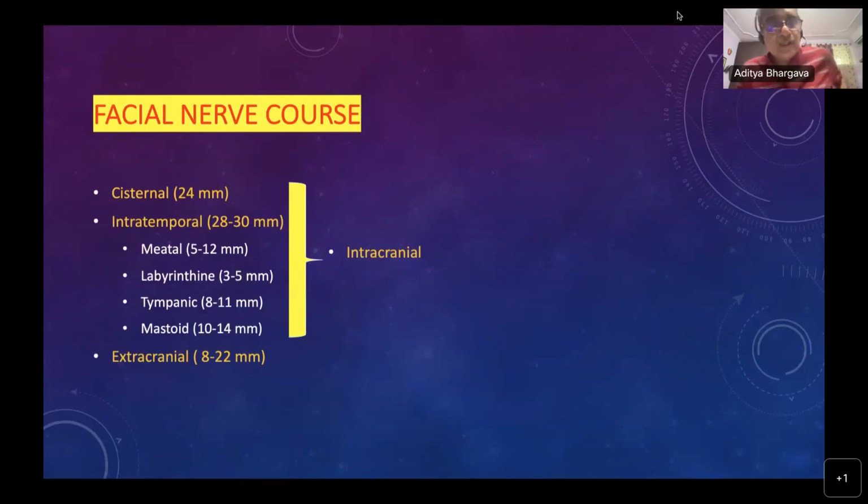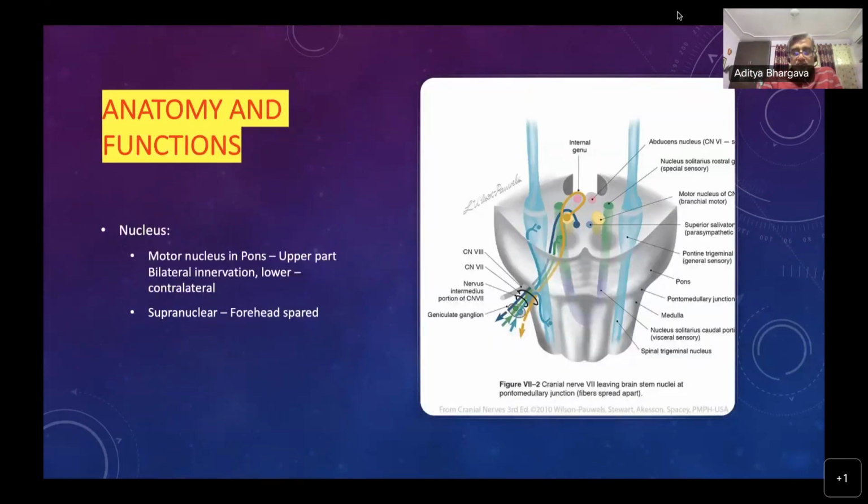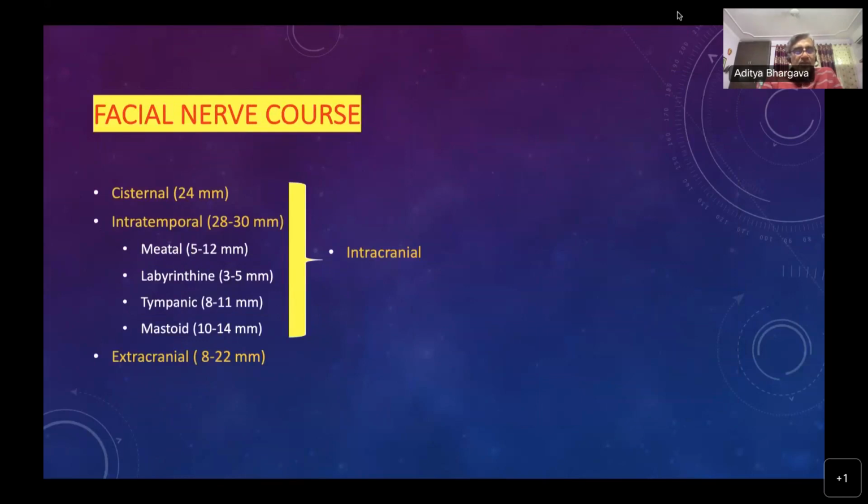Now, facial nerve has got a long course. Whatever dimensions I have mentioned here are taken from the books. These are all approximate. Different books mention different dimensions. The first part is the cisternal part, that is from the pons, and it goes to the intratemporal part, which is further divided into meatal part, that is inside the internal acoustic meatus, then the labyrinthine part, which is above the oval window, and then the tympanic part, which is the horizontal part, and the mastoid part.